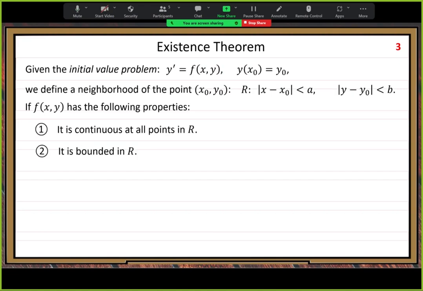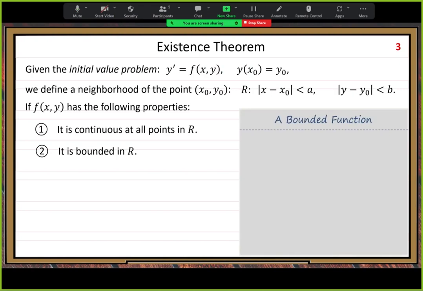Second, it is bounded in R. This function must be bounded. There is an upper bound; it cannot be too large. Let me explain the bounded function here. There exists a number k such that the absolute value of f of x, y is less than or equal to k. K must be a number, which means it cannot be infinity. We know infinity is not a number. K must be a concrete number. That's the second condition, the function is bounded, for all x, y in R.